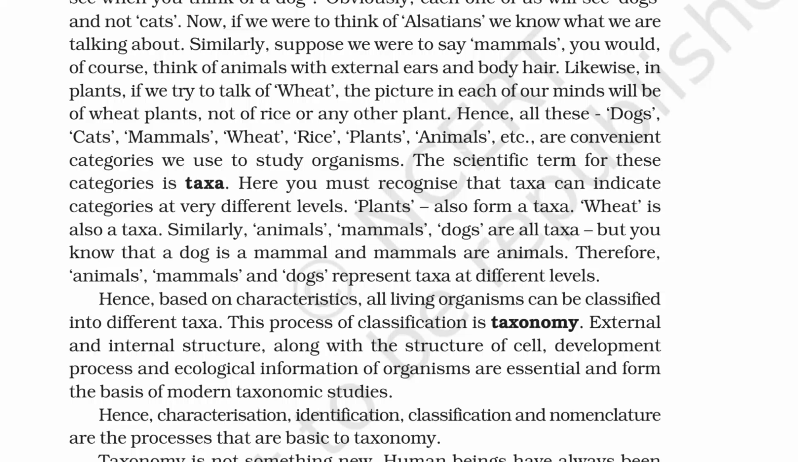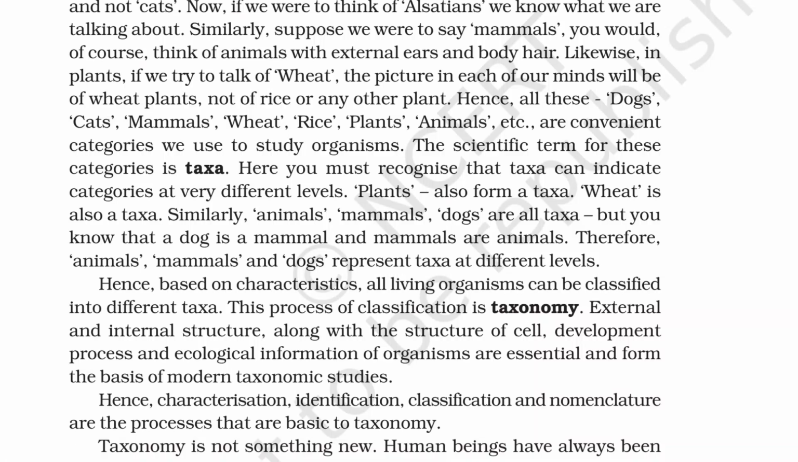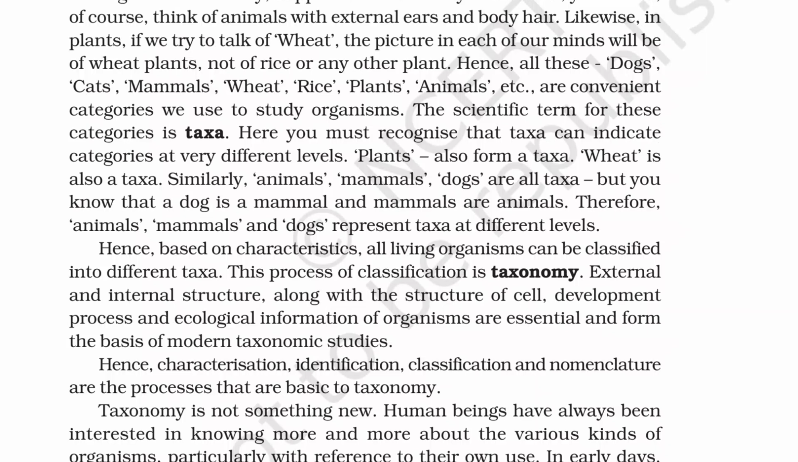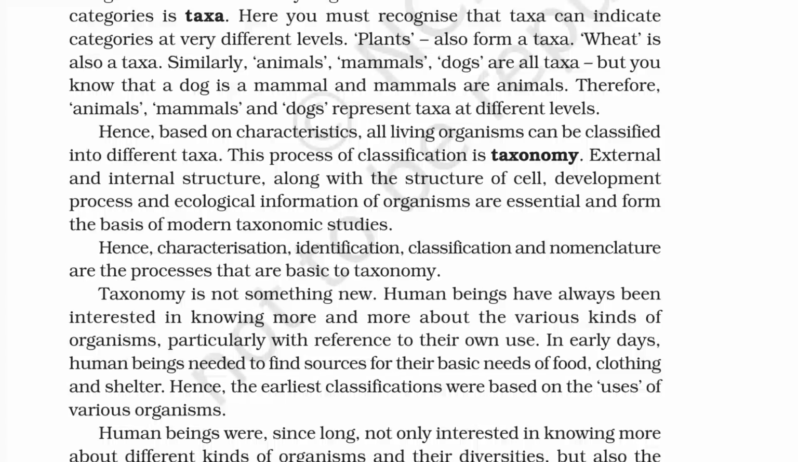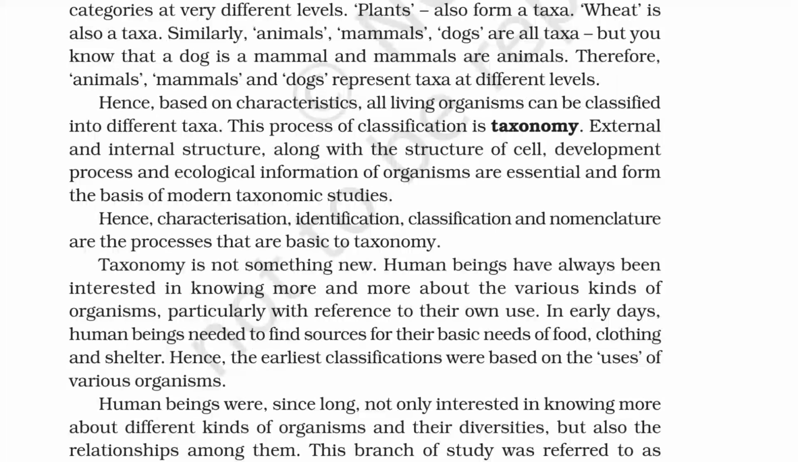Here you must recognize that taxa can indicate categories at very different levels. So plants also form a taxon, and wheat is another. A dog is a mammal and mammals are animals. Therefore, animals, mammals, dogs represent taxa at different levels. Hence, based on their characteristics, all living organisms can be classified into different taxa. This process of classification is taxonomy.